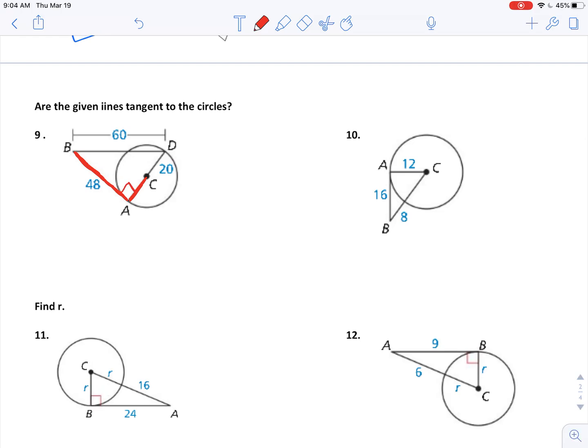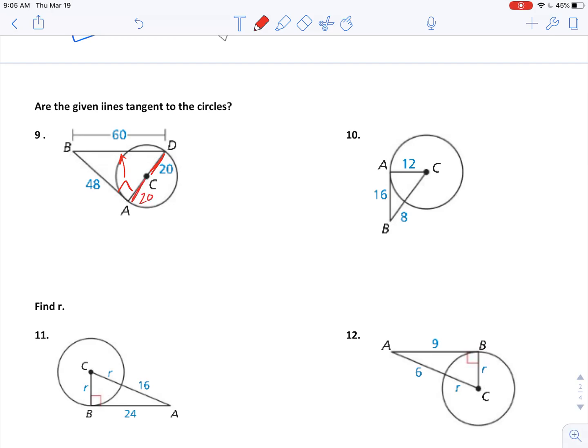Well, it should be a right angle. But how do I check that? How do I check if 3 numbers make up a right triangle? What theorem could I use? Or what formula? Well, I can always use my Pythagorean theorem. But the most important thing here, I guess 2 important things, is make sure you've got the whole side length, and make sure you know what your hypotenuse is.